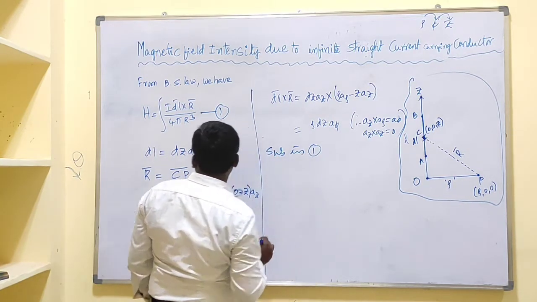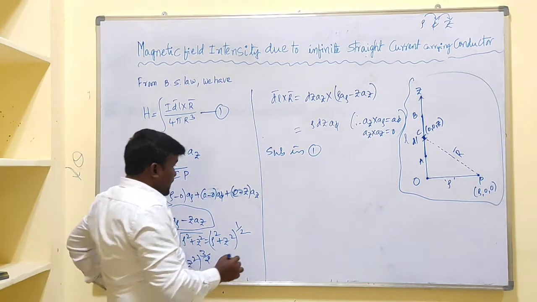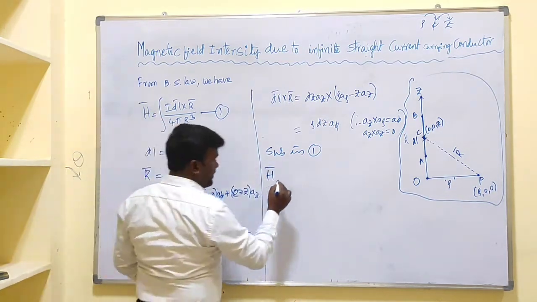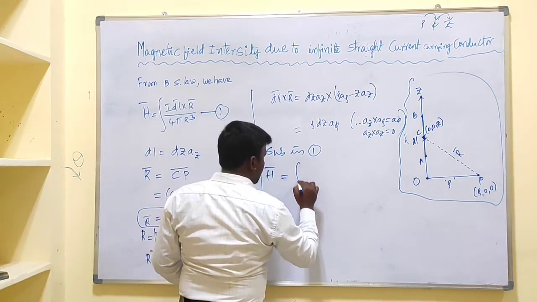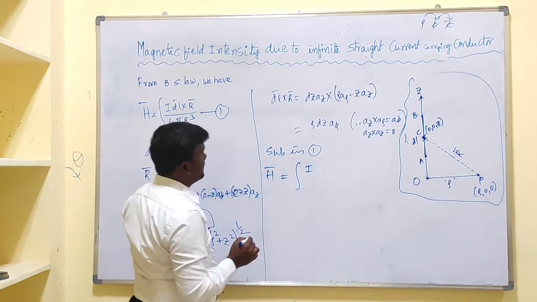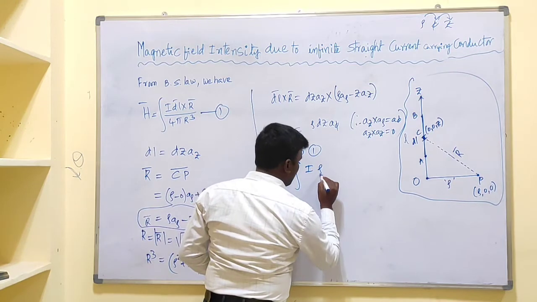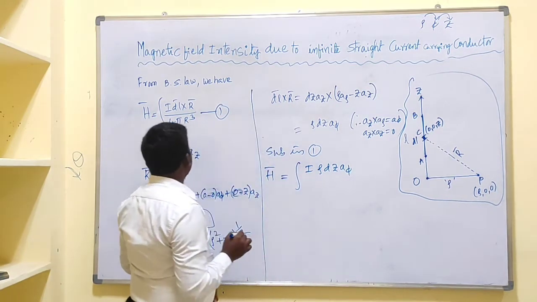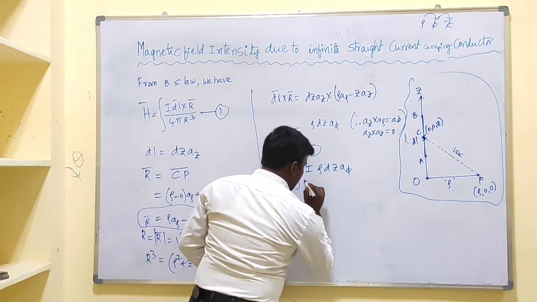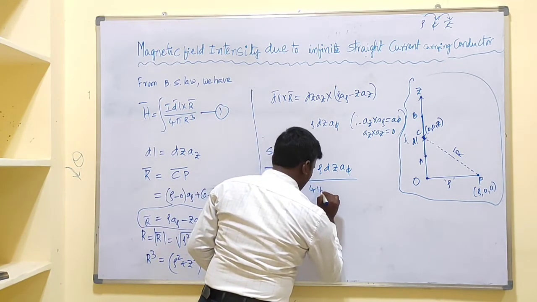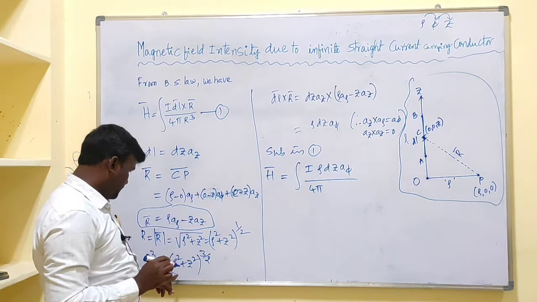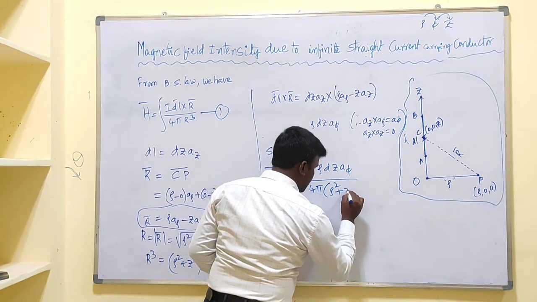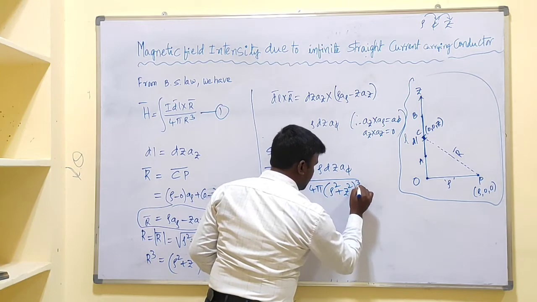By substituting in equation 1, we will get H, which is basically a vector quantity. H is equal to the integral of I dl cross r bar, which is nothing but rho dz a_phi by 4 pi r cubed. What about r cubed? This is our r cubed: 4 pi (rho square plus z square) whole power 3 by 2.